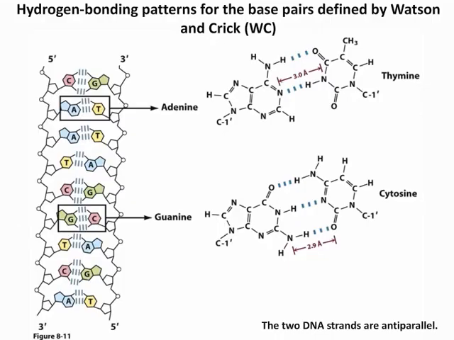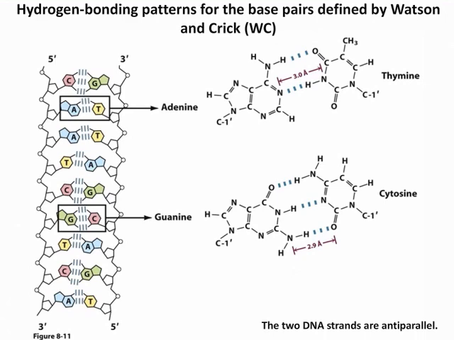So if you look at the DNA helix, you'll notice that both strands are anti-parallel to each other. So that means they run in the opposite directions. So on one strand, it's running from the 5' to 3' direction, and on the other strand, it's running from the 3' to 5' direction.